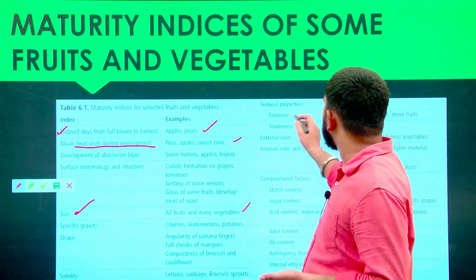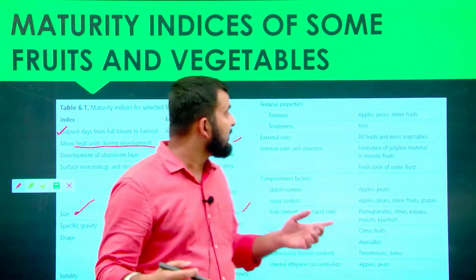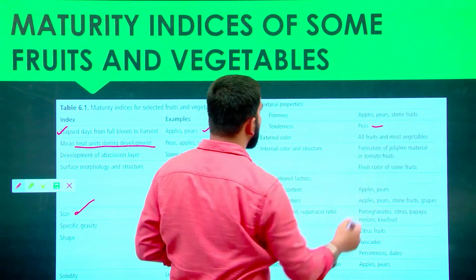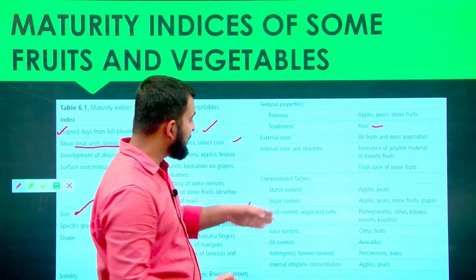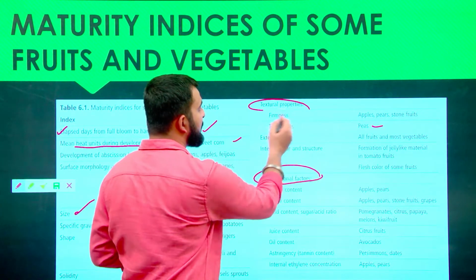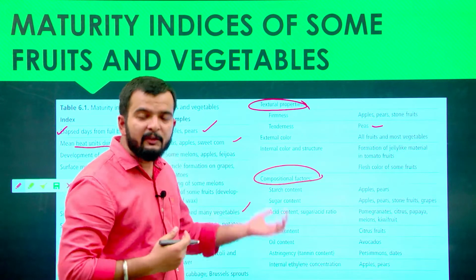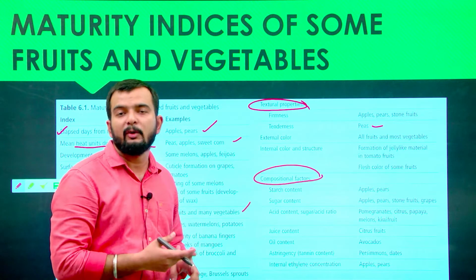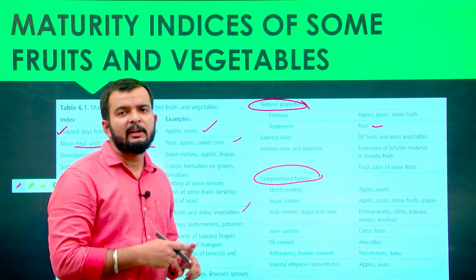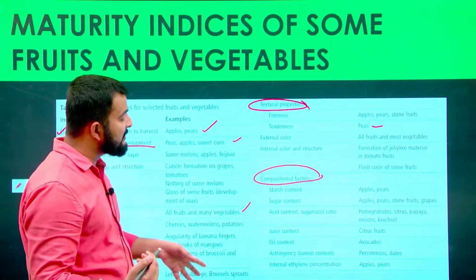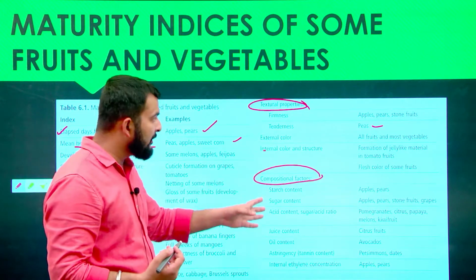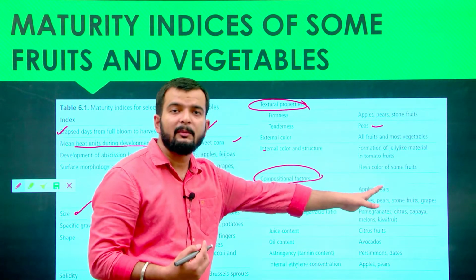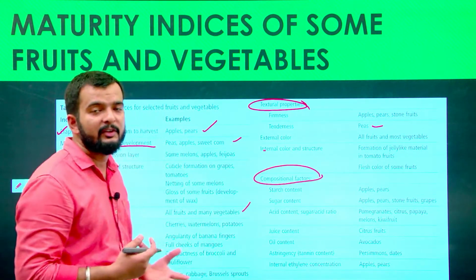Similarly, firmness, you can measure the texture, that is firmness, tenderness in case of apple, pears, stone fruit, then peas. Okay, so these are different compositional factors and texture properties. These are different types of properties that you can measure using various instruments like a penetrometer, refractometer, puncture test, or ethylene detection kit. You can utilize all this to measure these different properties in the corresponding fruits and vegetables to identify if they are mature enough for harvesting or not.